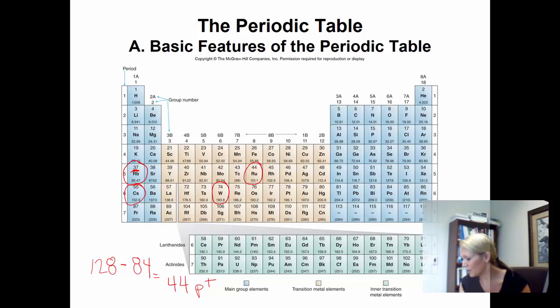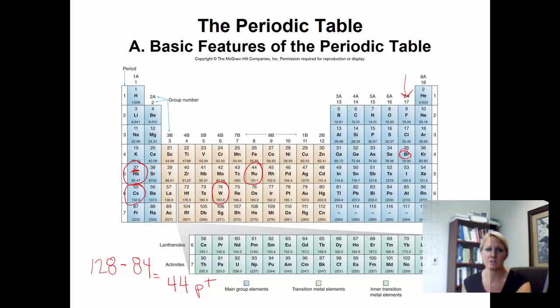Now we want the halogen in the fourth period. This tests two things: do you know where the halogens are? Halogens are your group 7A. For your fourth period, you cannot forget about this first one here that runs across. So we go 1, 2, 3, 4. There's my fourth period. Then I come over and find the halogen in the fourth period, and it would be bromine.